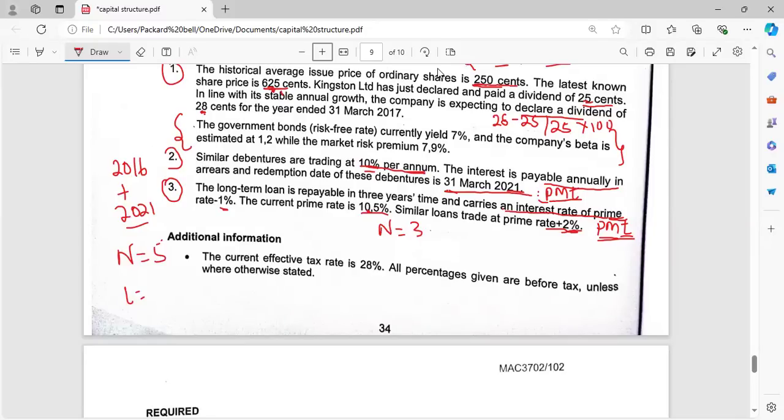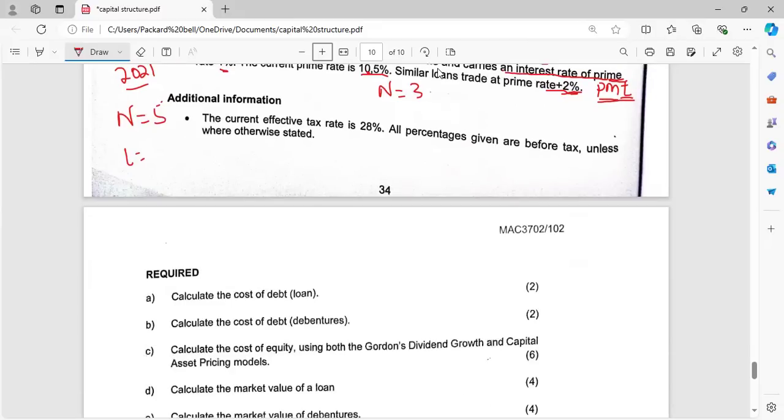Always look at which one is going to be PMT and which one is going to be the present value interest. Present value interest is what similar debentures are trading at, which means that's the current rate now. So you are going to use that one when you want to bring this amount to present value. So that's basically there. So let's look at the question.